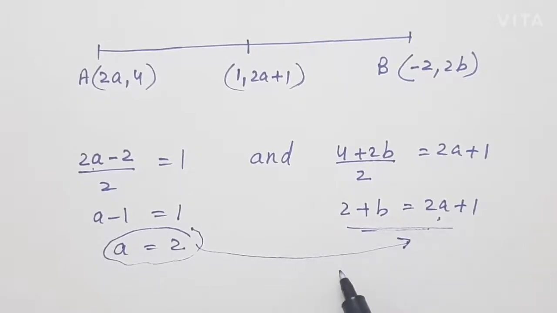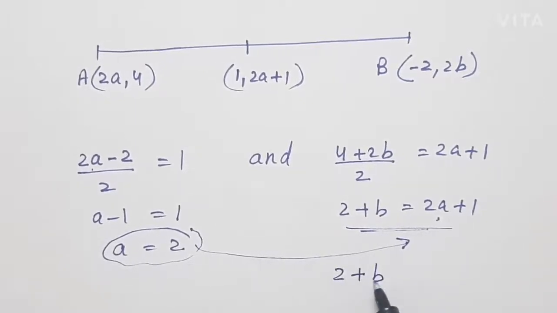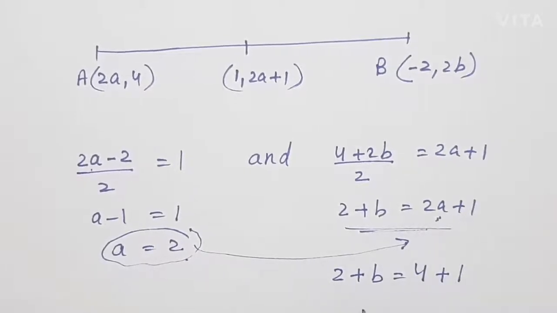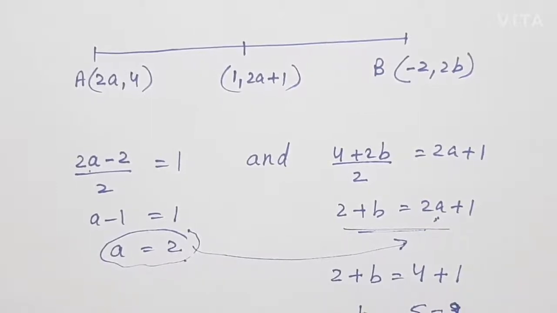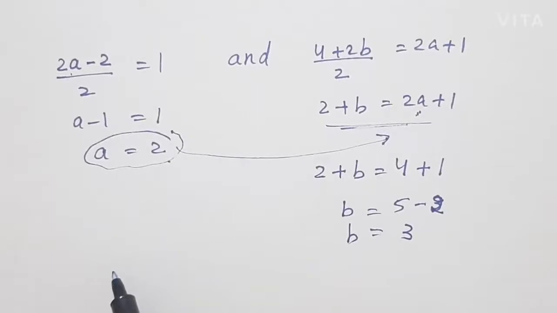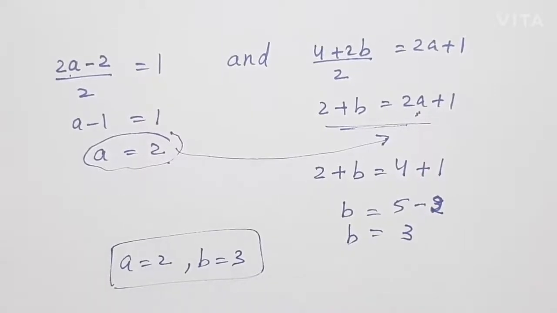So this will become 2 + b equal to, now 2 2s are 4, plus 1. So the value of b is 5 minus 2, that is equal to 3. Clear? So therefore, a is 2 and b is 3. So this is the answer. I hope it is clear to everyone now. So this is how we can apply the midpoint formula.